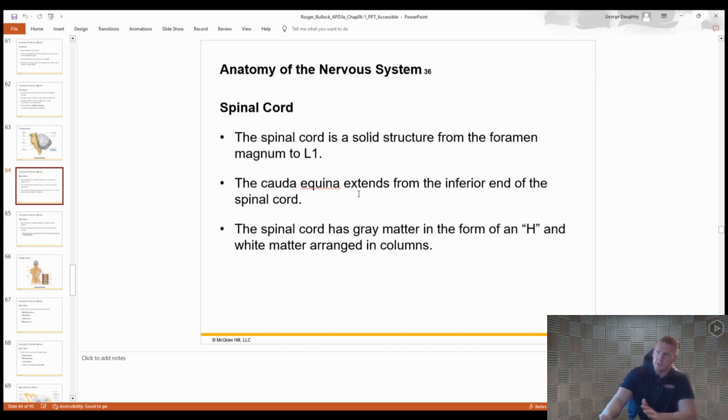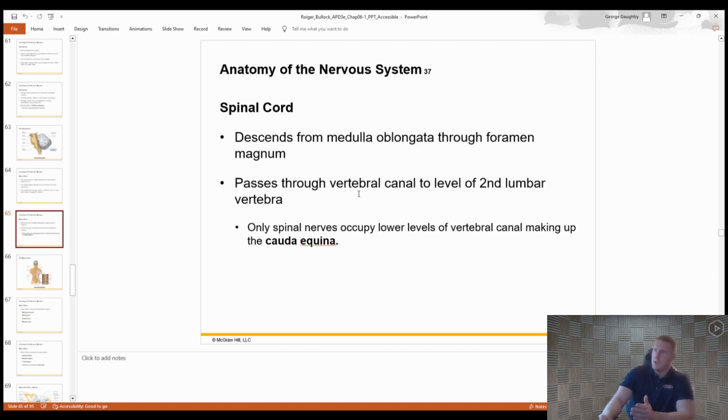The cauda equina extends from the inferior end of the spinal cord, and the spinal cord has gray matter in the form of an H and white matter arranged in columns. So there are white matter and gray matters to the spinal cord as well, okay? And the spinal cord descends from the medulla oblongata through the foramen magnum. Okay, so we've extended out of the brainstem, and it passes through our vertebral bodies, or the vertebral canal. So obviously the vertebrae, it's housing our spinal cord. We're traveling all the way down to the L1, right?